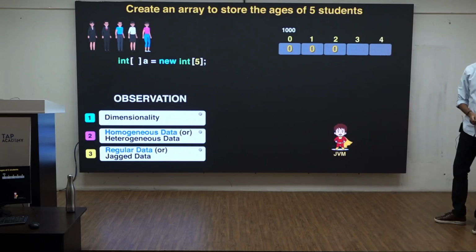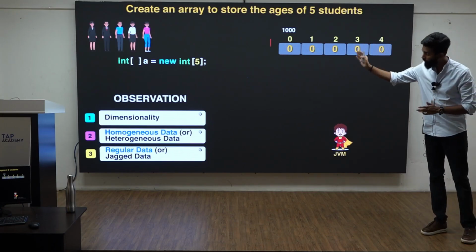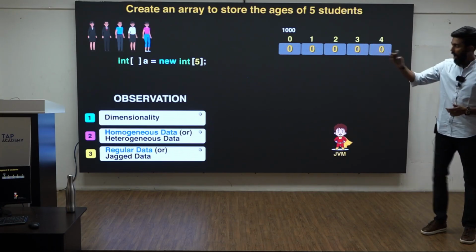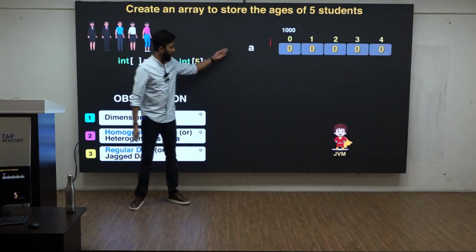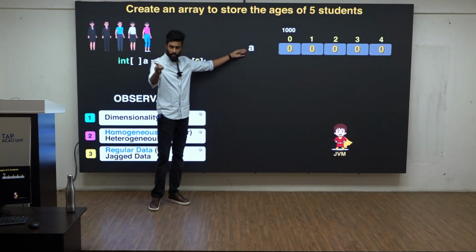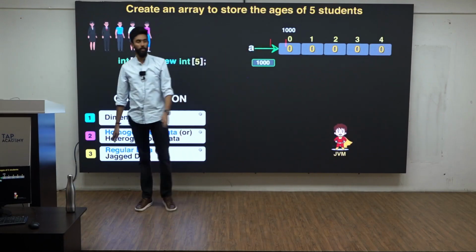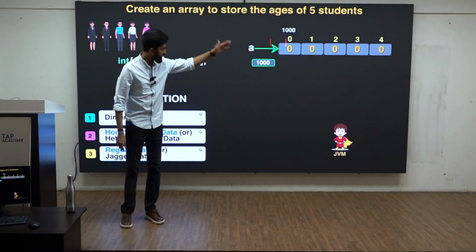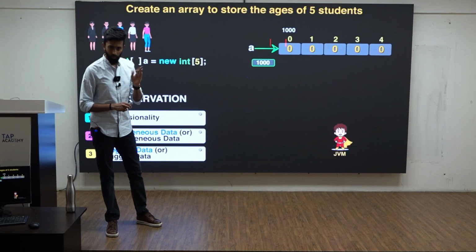Hope you understand. This is what happens when you write new int of 5. Clear? RHS is over. Control comes to LHS. In LHS, of course, you are creating a reference. Tell me where the reference is created? Stack. That 1000 comes and sits. This is referring to that. That is inside the heap segment. This is inside the stack segment. I think you understood. Am I clear till here?